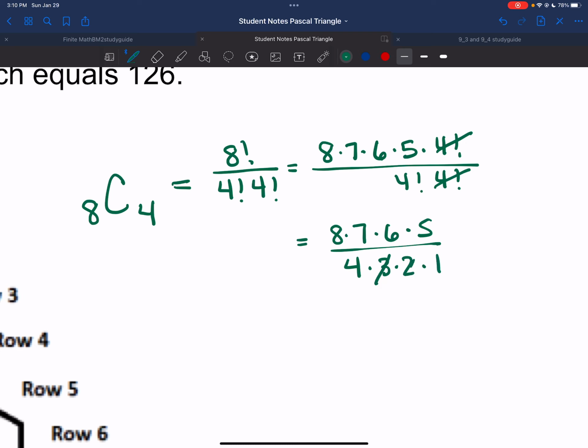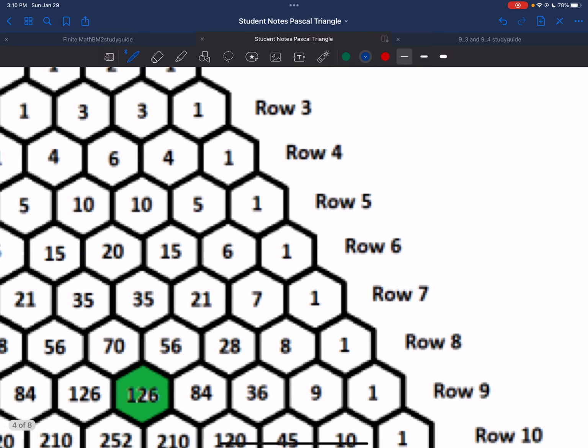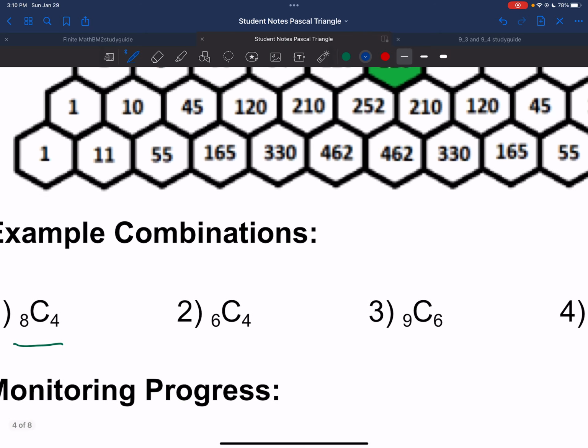3 times 2 is equal to 6, so that goes away, and 4 goes into 8 twice. So 2 times 7 is 14. 14 times 5 is going to give me the value of 70. Okay, so there's my first one. The second one I'm going to do is 6C4.